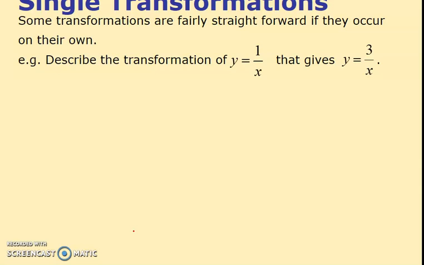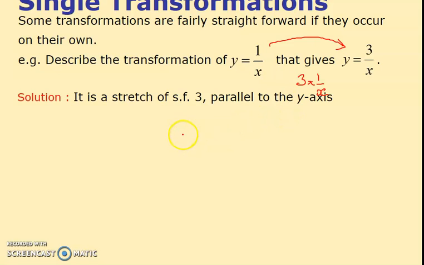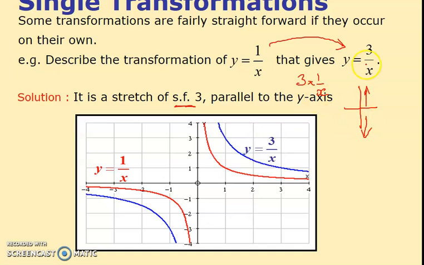Single transformations then, so here's an example of one from what we've seen in the past. I've got the graph of y equals 1 over x, and I want to know what I would do to it to get 3 over x. You should spot that all I've done to go from there to there is multiply 1 over x by 3. Once you spot that it's been multiplied by 3, you know it's a stretch, a stretch of scale factor 3, and basically it's going to go up 3 or down 3. When I say it's a stretch, it's a multiplication. So here's the graph.